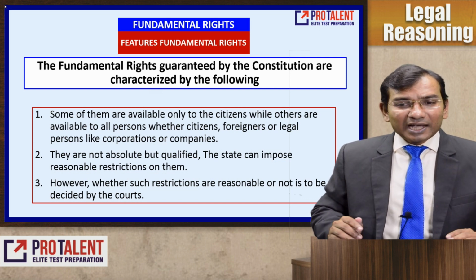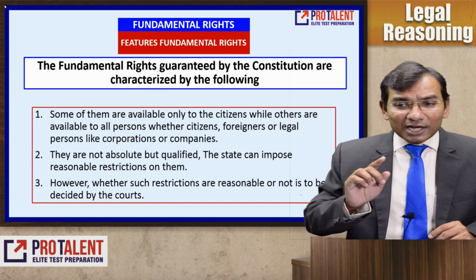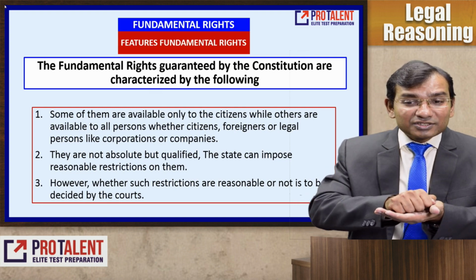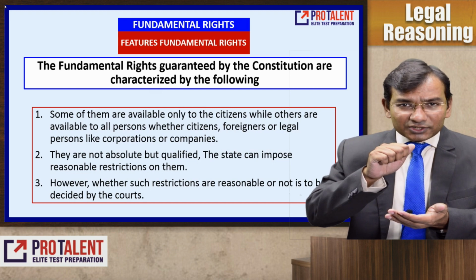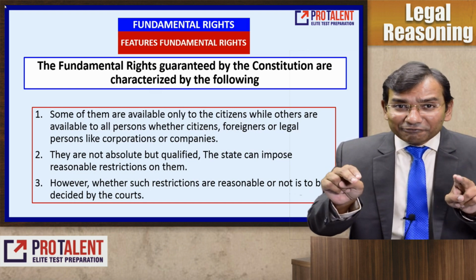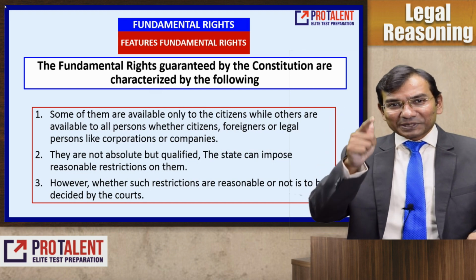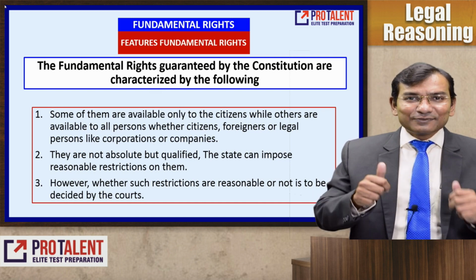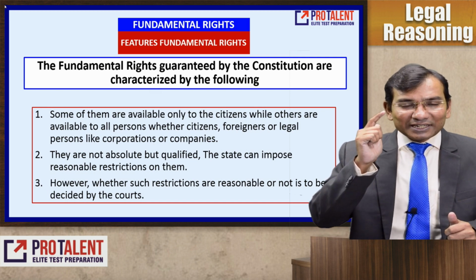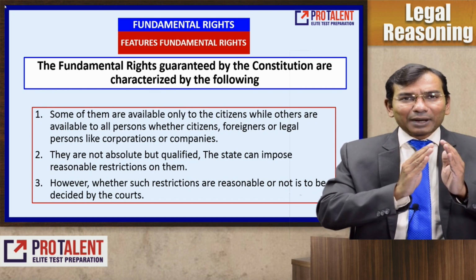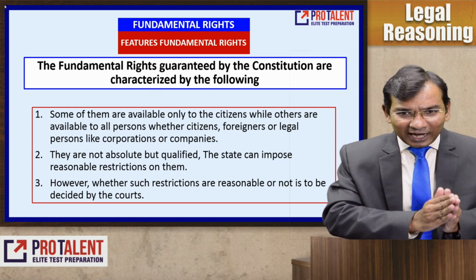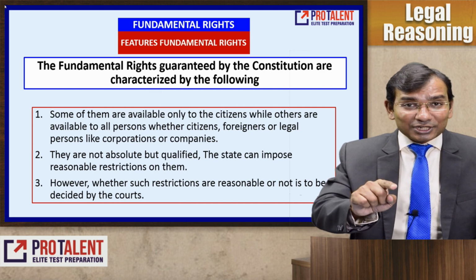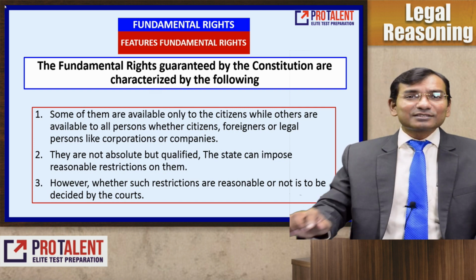Number two, they are not absolute but qualified. That means the state can impose reasonable restrictions, but these reasonable restrictions are reviewed by the court. Whether the Supreme Court approves such restrictions as reasonable or not is very important. Fundamental rights are guaranteed by the Constitution, but they are qualified, not absolute, and some reasonable restrictions apply. But who decides whether they are reasonable restrictions or not?